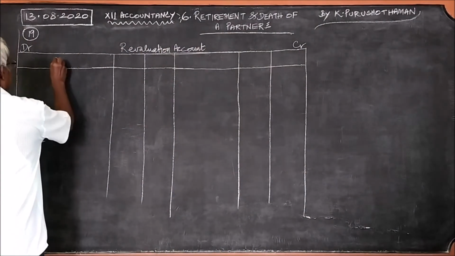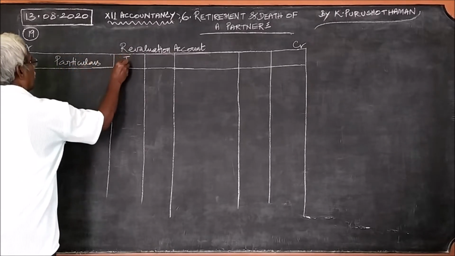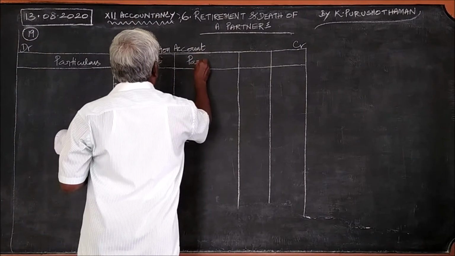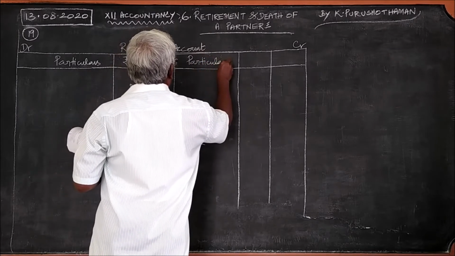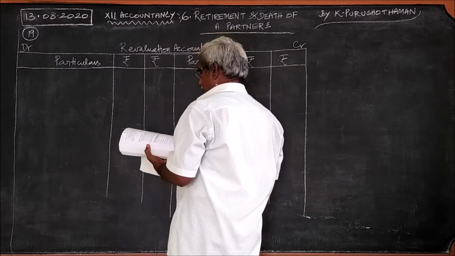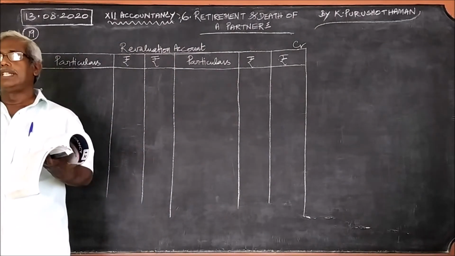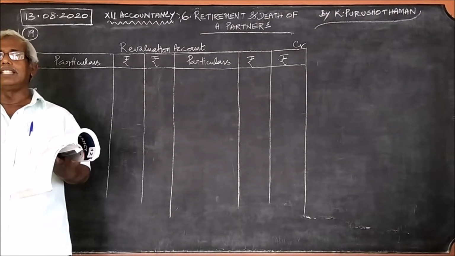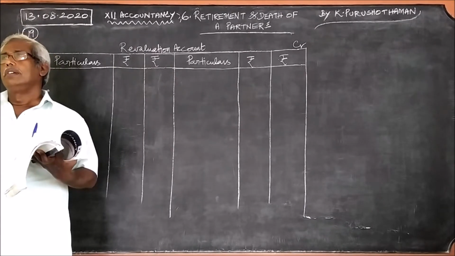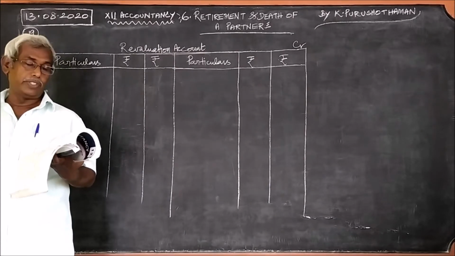And what are the columns here? Particulars, rupees, then particulars, rupees. And what should we write here? We should get the increase or decrease in the assets and liabilities. We should select those items. Otherwise, we can call them the profit items and the loss items.